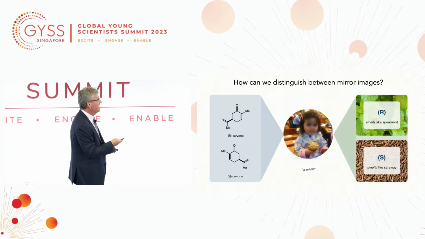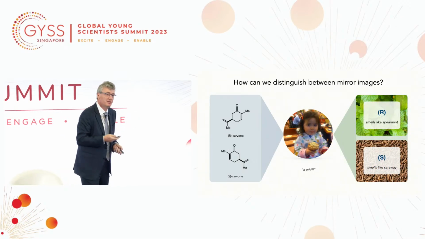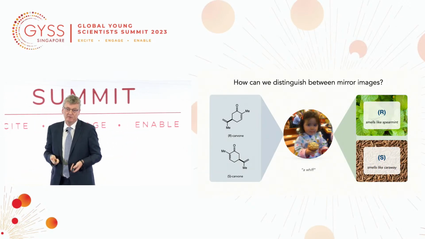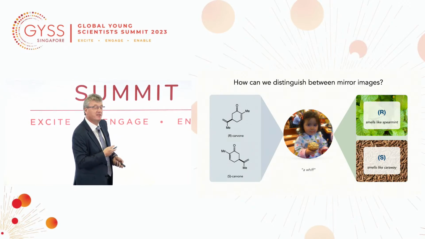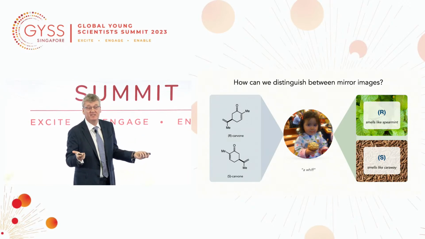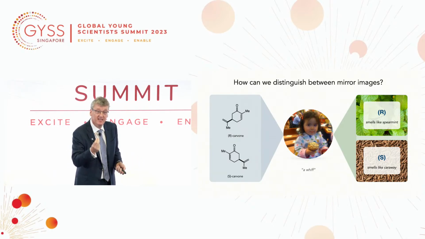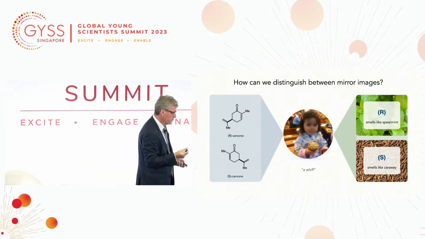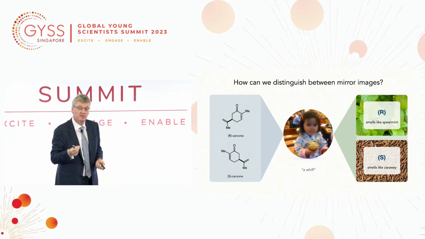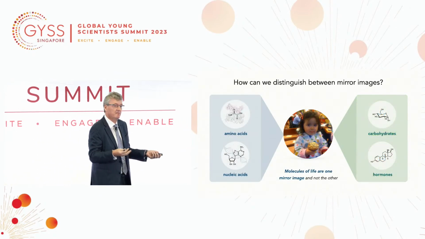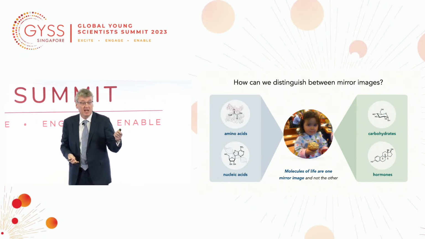However, this is my daughter, Emma, when she was 3 years old, back when she was a really nice person. And basically, even as a 3-year-old, she could tell these molecules apart instantly simply by smelling them. So why is that? Why is it your body can tell them apart instantly? Well, it's because your body is made up of effectively one mirror image and not the other mirror image.